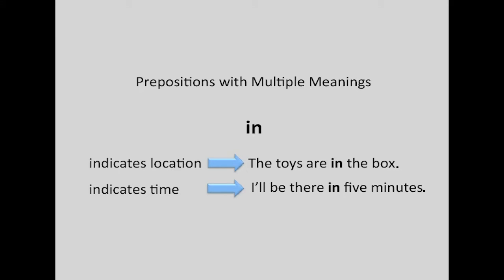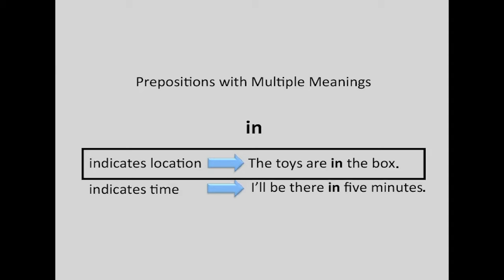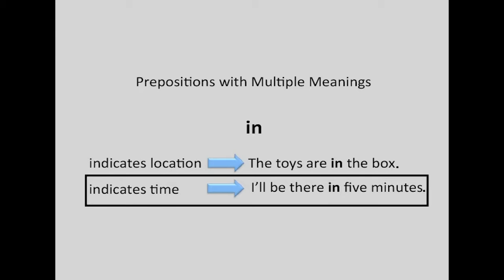It is the same with prepositions. There are many prepositions in both English and French which can be used in different contexts. This means that these prepositions can be categorized in 2 or more groups. The preposition in, for instance, can be used to indicate location. The toys are in the box, and to indicate time as well. I'll be there in 5 minutes.